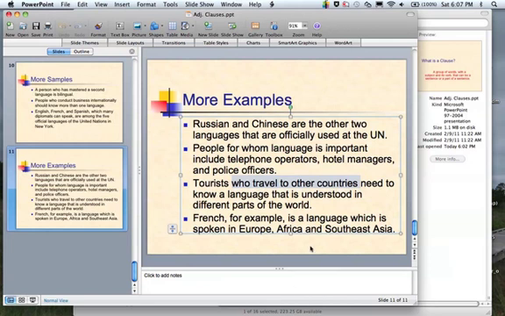French, for example, is a language which is spoken in Europe, Africa, and Southeast Asia. Which is spoken in Europe, Africa, and Southeast Asia is your adjective clause. And French, for example, is a language is your independent clause.